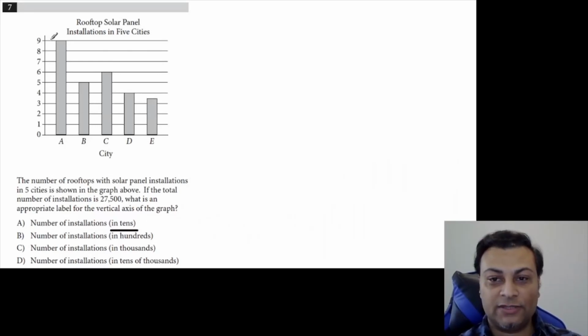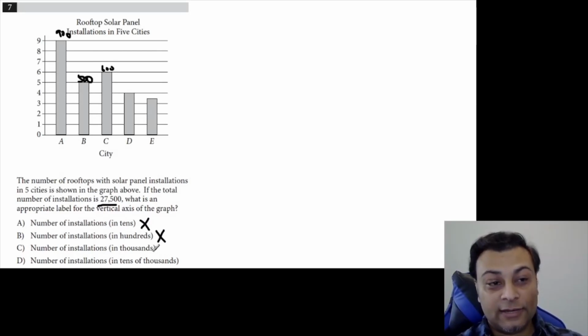Would it make sense if this was 90? If these were tens, then this would be 90, and this would be 50, and so on. And if you add those, you'll never get to 27,500. So it's not tens. What about hundreds? 900, 500, 600, and so on. You will not get to 27,500, so it's not that either. It is going to be thousands.